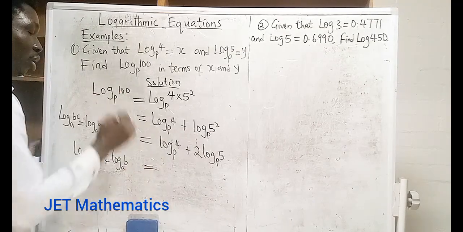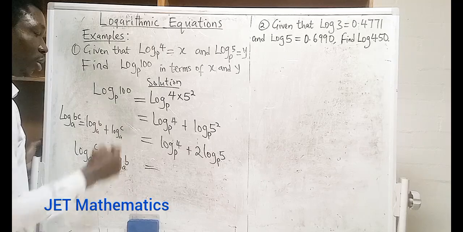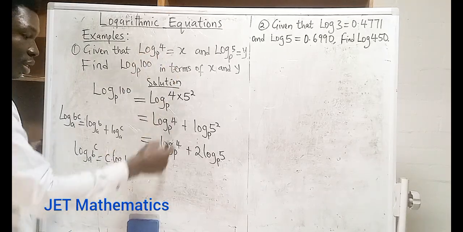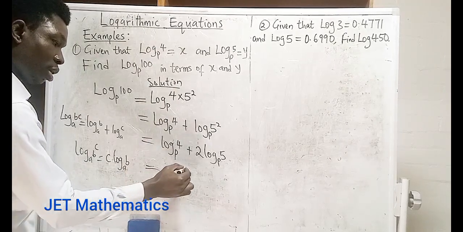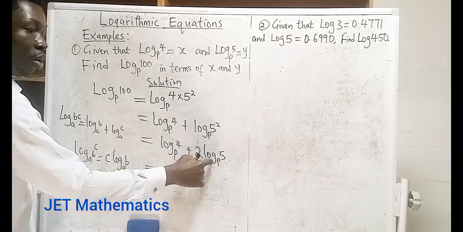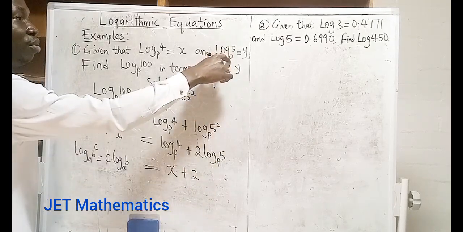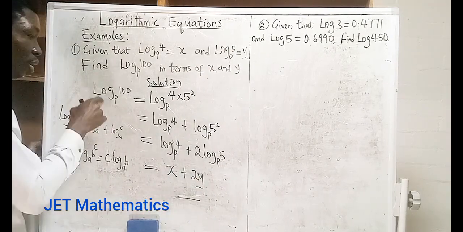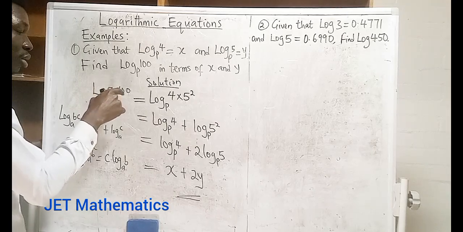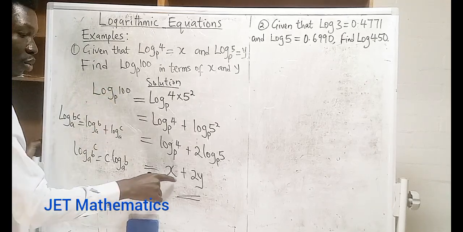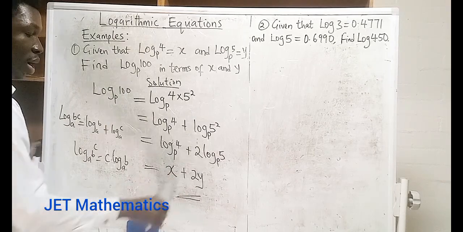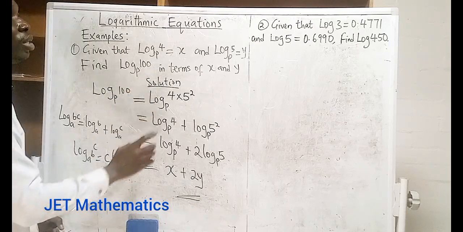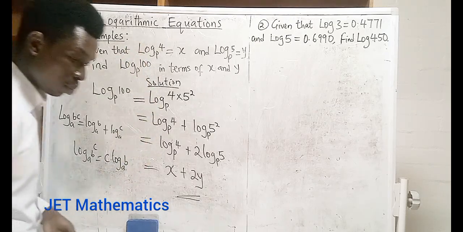Now we can express log 100 to base p in terms of x and y. Remember that log 4 to base p is x, so here becomes x plus 2 log 5 to base p, and log 5 to base p is y. So log 100 to base p is equal to x plus 2y. Okay, quite easy. So let's use this knowledge also to solve the next problem.